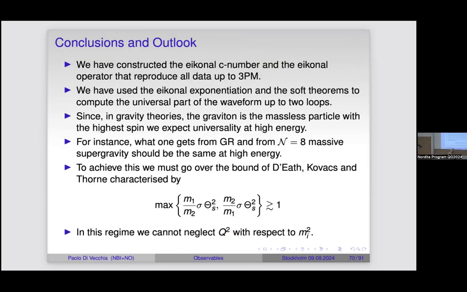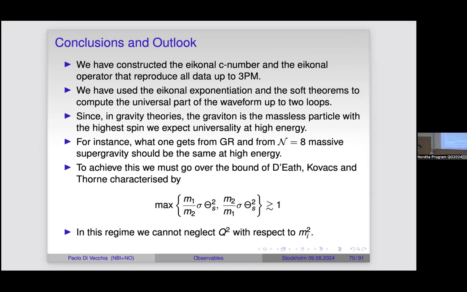So I come to the conclusion. We have constructed the eikonal c-number and the eikonal operator that reproduce all data up to 3 PM. We have used the eikonal exponentiation and the soft theorem to compute the universal part of the waveform up to 2 loops. Since in theory the graviton is a massless particle, we expect universality, and this can be achieved if you go over this limit.